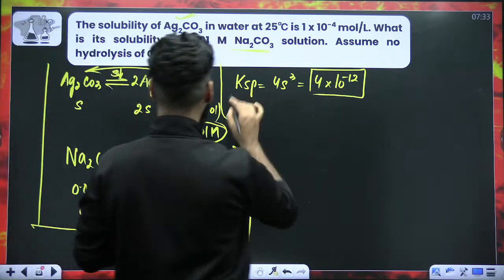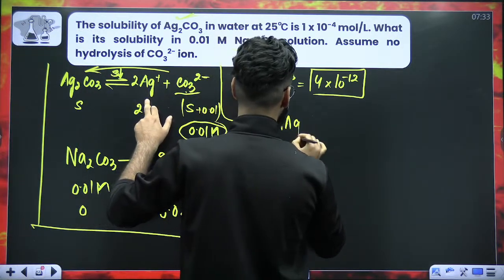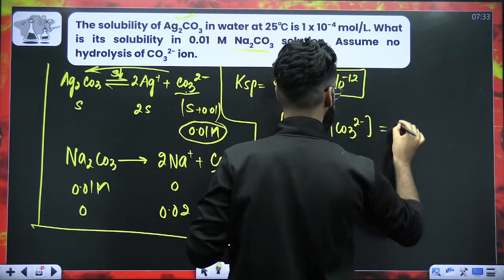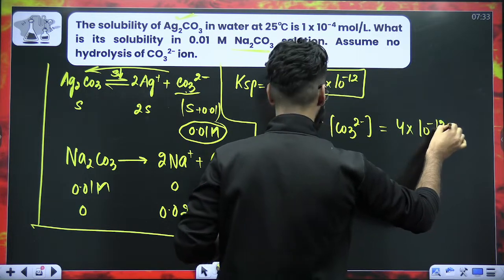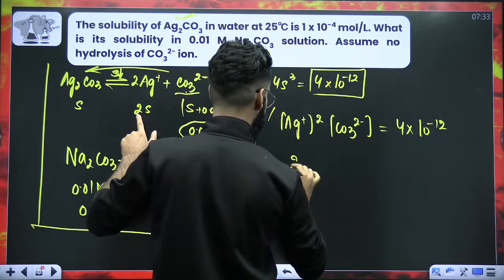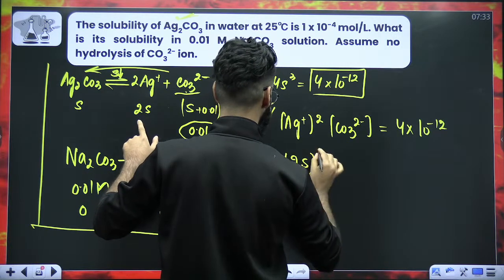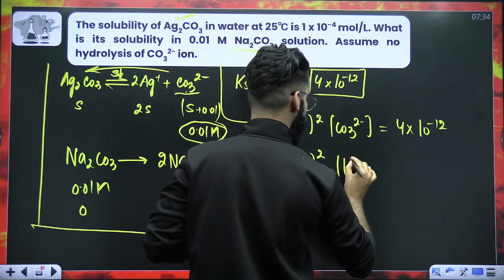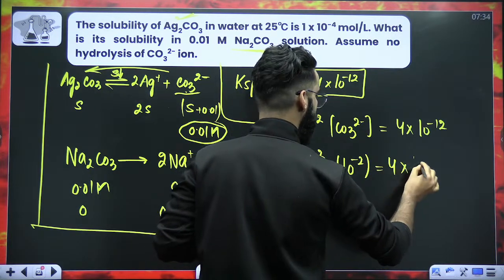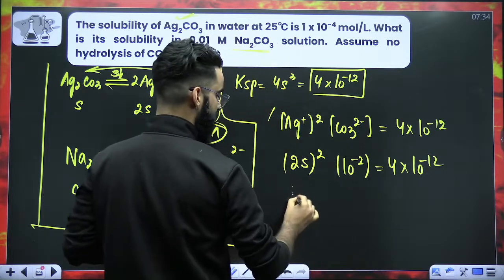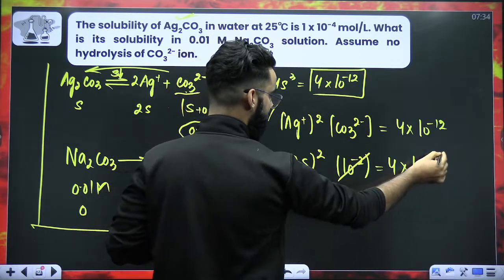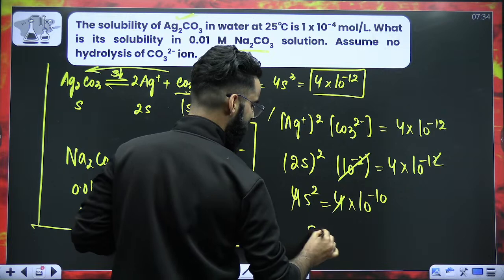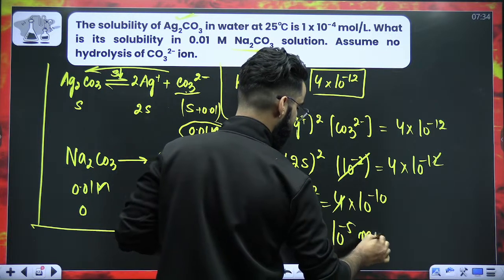Perfect. Now, guys, KSP. How do I write the expression for KSP? It is concentration of Ag positive raised power 2 multiplied by concentration of CO3 di negative, which is equal to 4 into 10 raised power minus 12, right? So, Ag positive concentration you already know. That's 2 times S raised power 2. Concentration of CO3 di negative is 0.01. So, 10 raised power minus 2 is equal to 4 into 10 raised power minus 12, right? So, it's going to be 4S square 10 raised power minus 2, and this gets cancelled. So, it's going to be 4 into 10 raised power minus 10. So, 4 cancel. S will be equal to 10 raised power minus 5. It's going to be moles per liter.